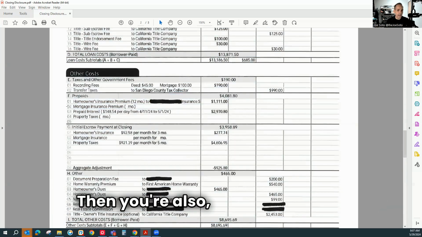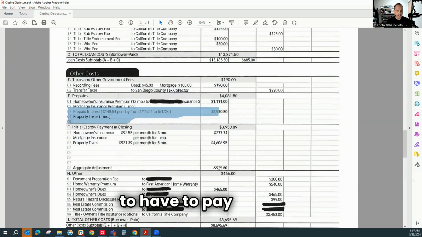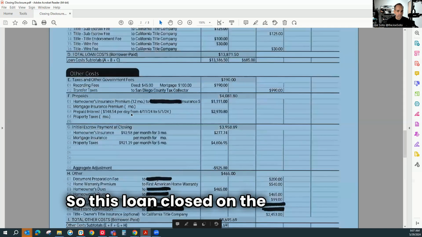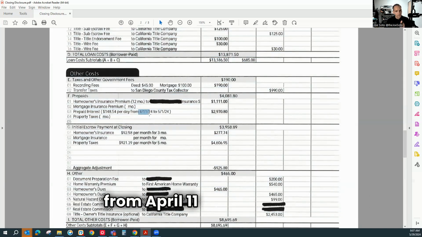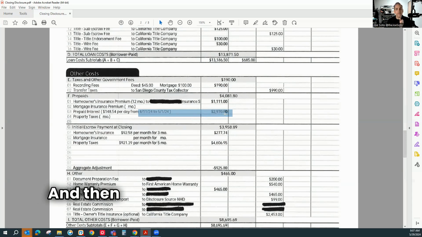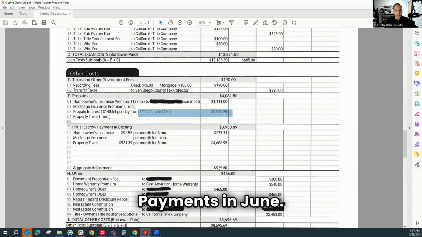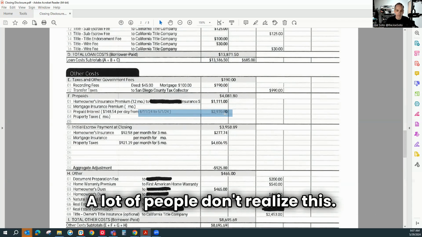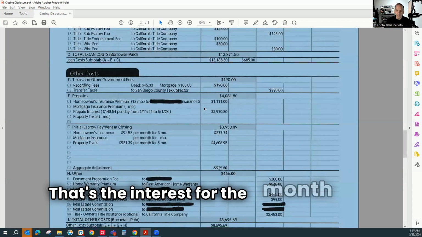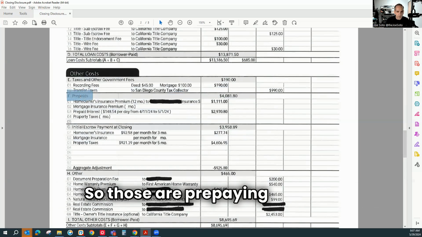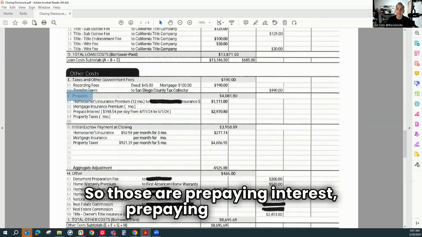Then you're also at closing going to have to pay interest. So this loan closed on the 10th, right? They're going to have to pay interest from April 11th to May 1st. Okay. And then the April closing, no payment in May, first payments in June, but you have to pay interest for the month that you close in. A lot of people don't realize this. So that is right here. That's the interest for the month that you close in. So those are prepaying interest, prepaying insurance.